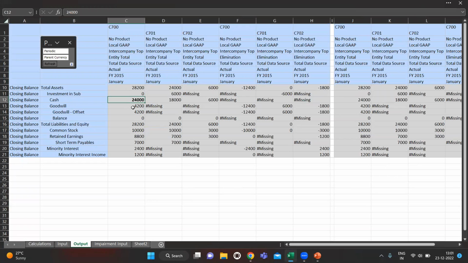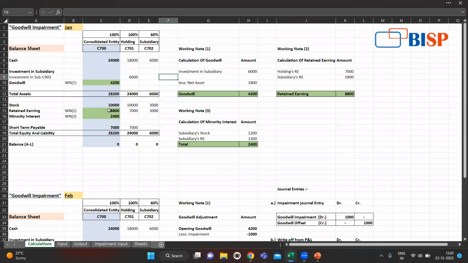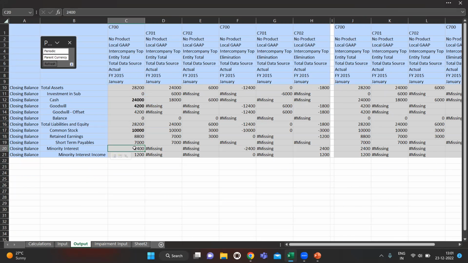Let's see. Yeah, it is also coming to 4,200, and stock is also coming only for the parent, and retained earning, yes, it is coming as 8,800. Again, you can see where it is, and minority we will take 2,400. Okay, so minority is also coming as 2,400. And here's the income also, if you want to see that, and short-term payables is also coming. So as you can see, the balance sheet is totally balanced in this case for the January period.